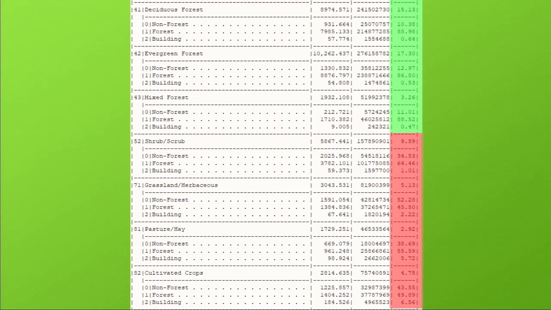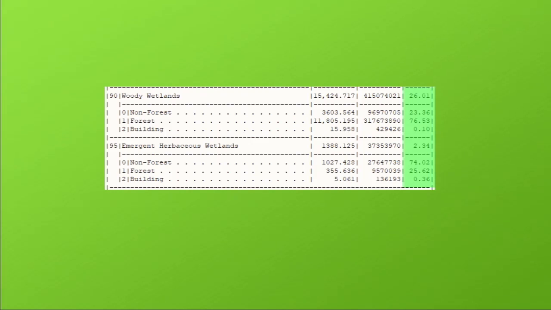You have natural clearings. One thing I found interesting was that in the shrub scrub, most of it was actually forest. And if you look down at the grassland herbaceous, almost half of it's forest. You look at the pasture hay, over half of it's forest. And then cultivated crops, almost half of it's forest as well. So just by vegetation height, we've got some interesting differences there. If you look at the woody wetlands, that's actually pretty good. Herbaceous is about a quarter forest.